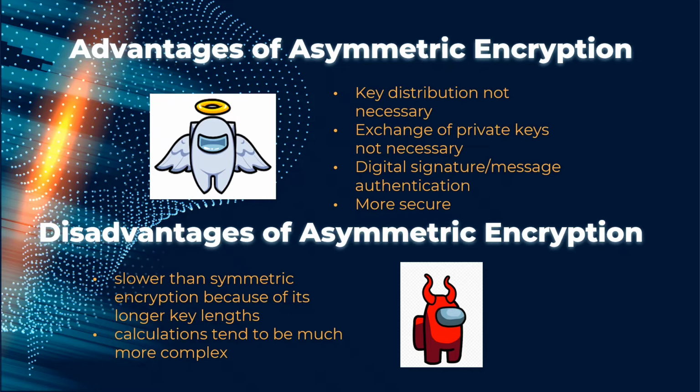Advantages of asymmetric encryption: key distribution not necessary, exchange of private keys not necessary, digital signature or message authentication, and more secure. Disadvantages of asymmetric encryption: it is slower than symmetric encryption because of its longer key lengths, and calculations tend to be much more complex.